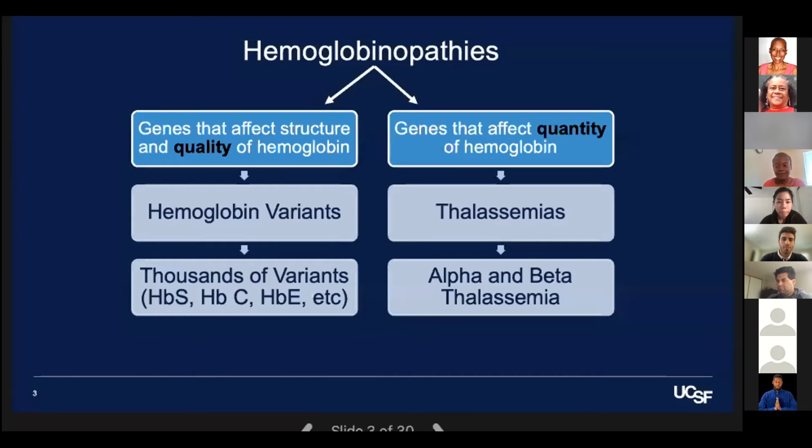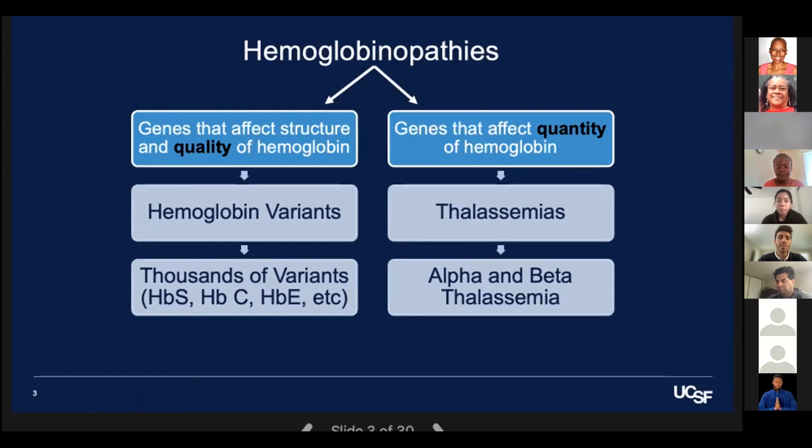Okay, so blood disorders are basically categorized into two things. One categorization is genes that affect the structure and quality of hemoglobin. So sickle cell disease, right, is about the quality of the hemoglobin. It's sickling of the hemoglobin. Another kind of blood disorder is in genes that affect the quantity of hemoglobin. So thalassemia is not about the quality, it's about the quantity. So you can't produce enough blood cells, okay?